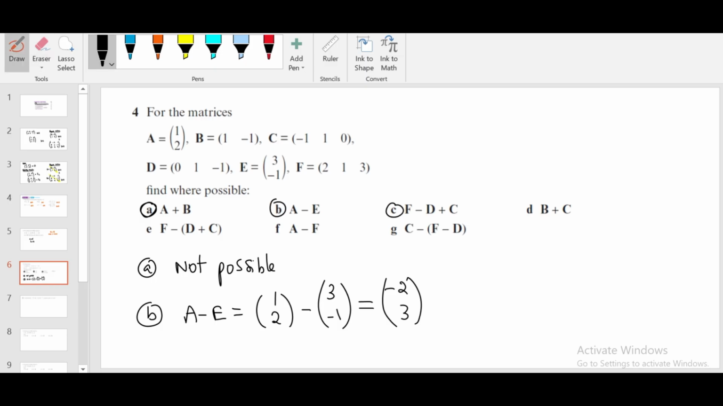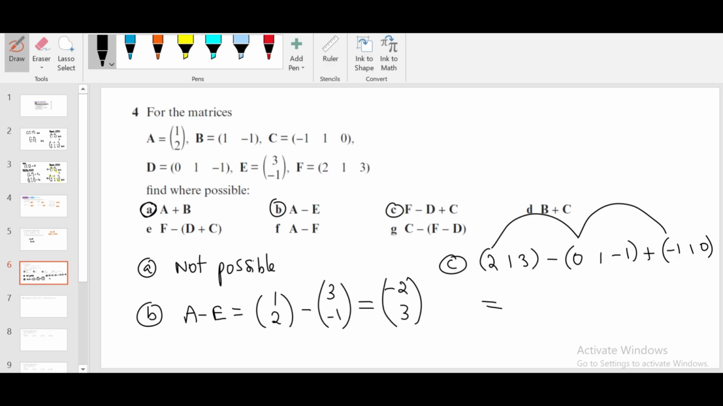C now. F minus D plus C. Is it possible? Yes, it is possible. So you write F 2 1 3 minus D 0 1 minus 1 plus C minus 1 1 0. Just simplify the corresponding elements. 2 minus 0 plus of minus 1.